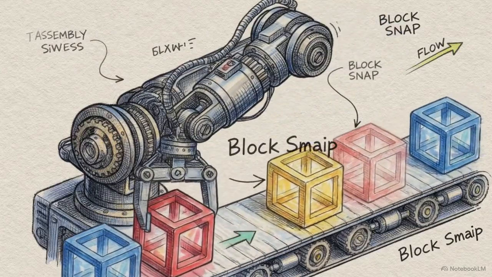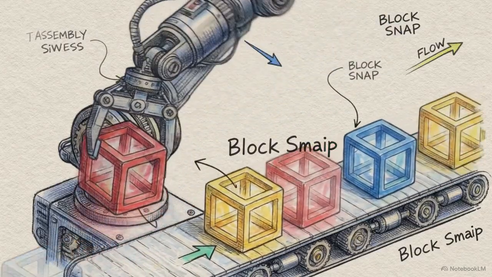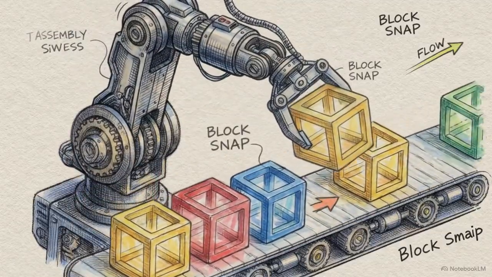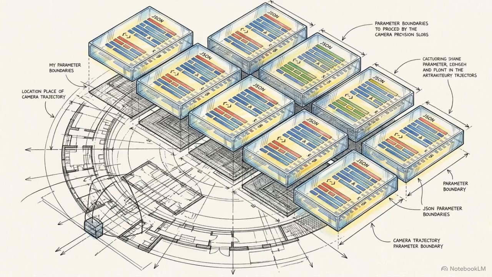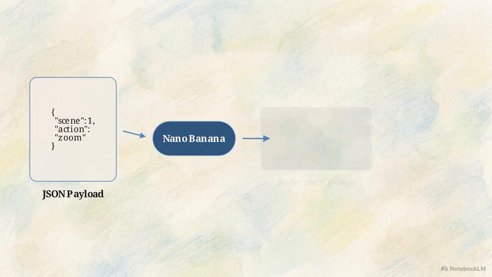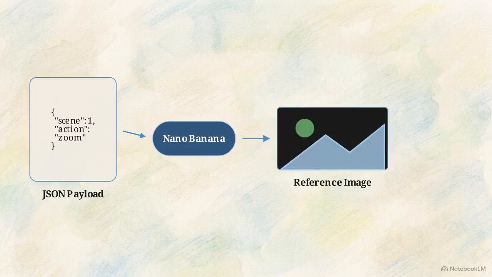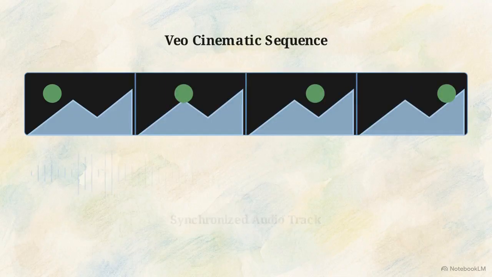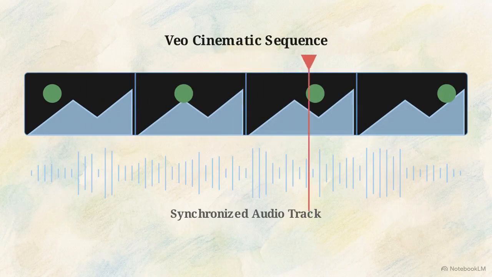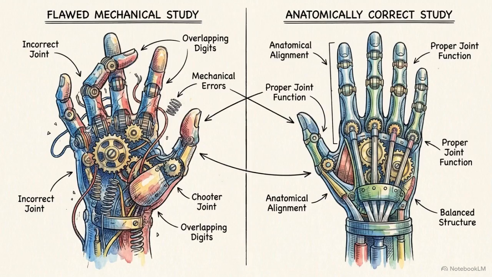High-fidelity video synthesis requires a multi-model, stateful pipeline to manage the complexity that a single inference step cannot handle. The process begins with an LLM parsing a raw text brief into a structured JSON narrative, which explicitly defines scene timing and camera trajectories. A JSON payload transitions to a static reference image generated by Nano Banana, anchoring the scene's visual identity. Google's VO then expands that locked canvas into a cinematic sequence, simultaneously synthesizing a synchronized audio track. It prevents the visual hallucinations that occur in uncontrolled models.